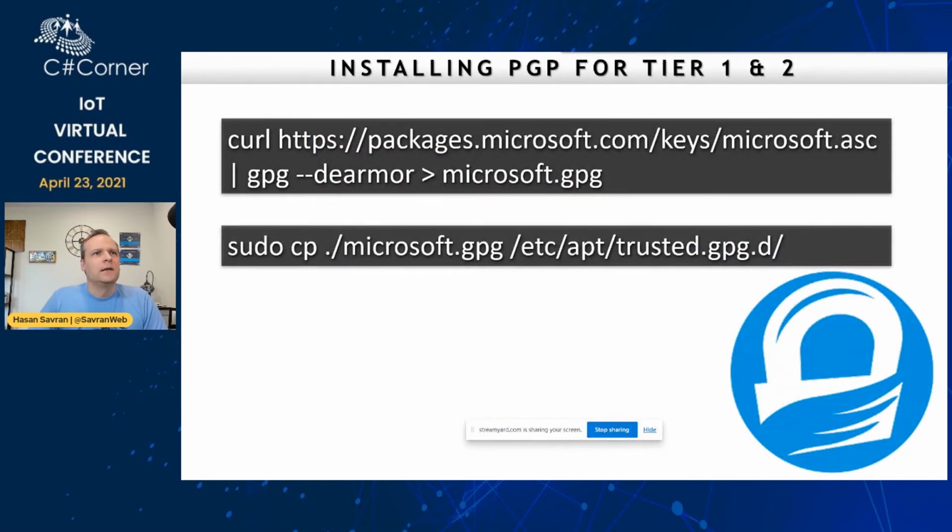Next one we are going to need is Pretty Good Privacy. It doesn't matter if you're in Tier 1 or Tier 2, this is the same. You have to do this. So again, we are just getting the file and putting it here. Then I'm moving my file to trusted, where all the Pretty Good Privacy or the encryption stuff is. That's all this one does, and this one applies to Tier 1 and Tier 2.